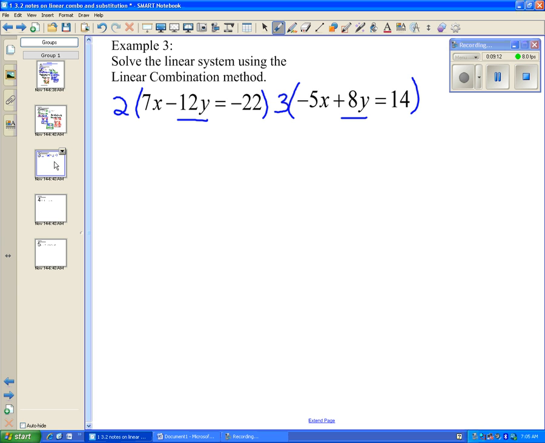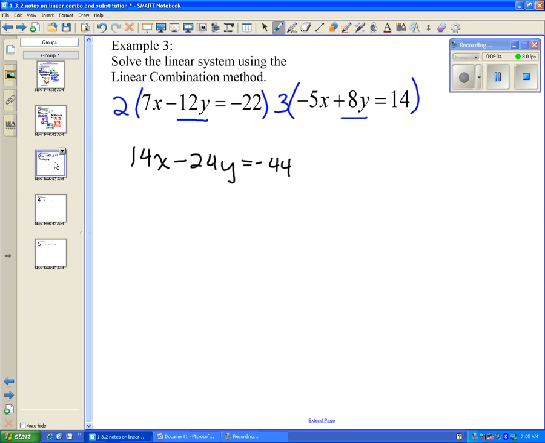So the left equation, 2 times 7x is 14x. 2 times negative 12y is negative 24y. 2 times negative 22 is negative 44. That's my first equation multiplied by 2. Nothing's been changed. I just multiplied both sides by the same number, so they are still identical.